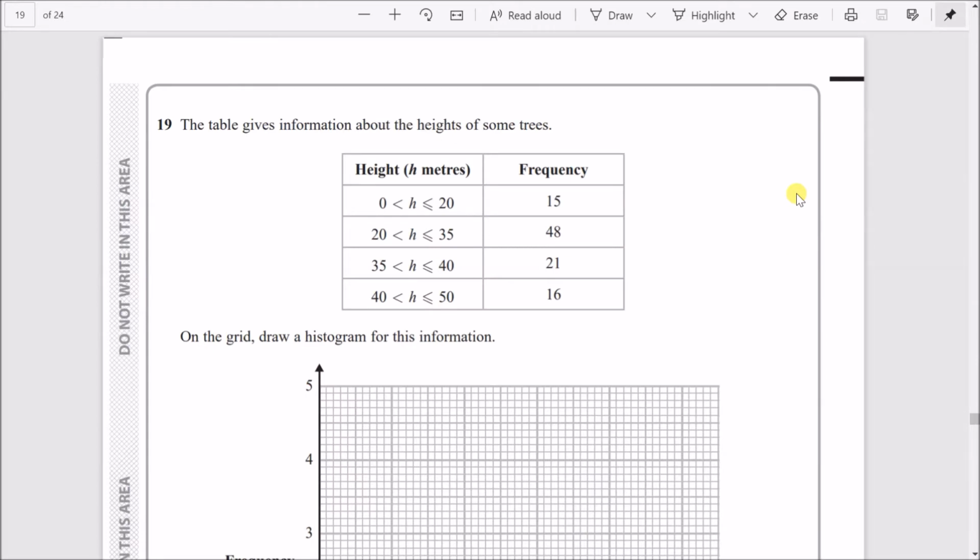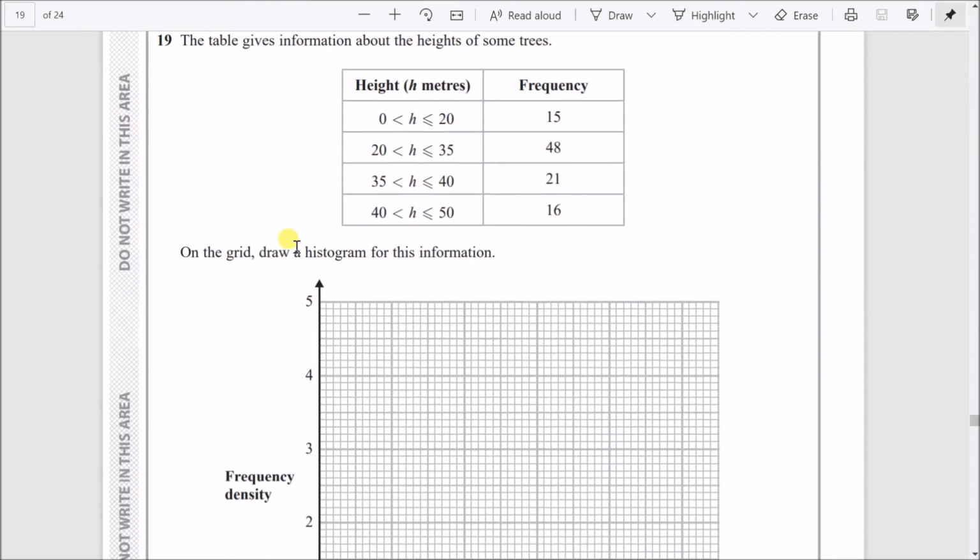So number 19. It says that the table gives information about the heights of some trees. Okay, so you've got heights and frequency, and it looks like we've got about 15 trees with a height between 0 to 20, 48 between 20 to 35, and so on. Now on the grid below, they want us to draw a histogram for this information.